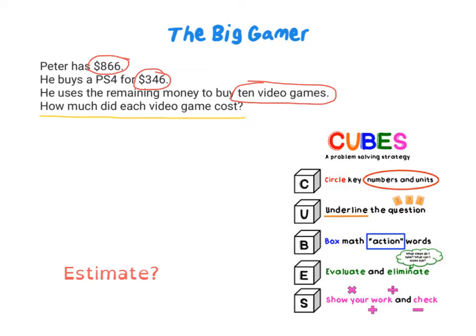I'm going to circle buys, because that tells me that we are spending some of his money. He uses the remaining money to buy video games. And how much did each, there's that word each, which helps us know that we are splitting things into groups.